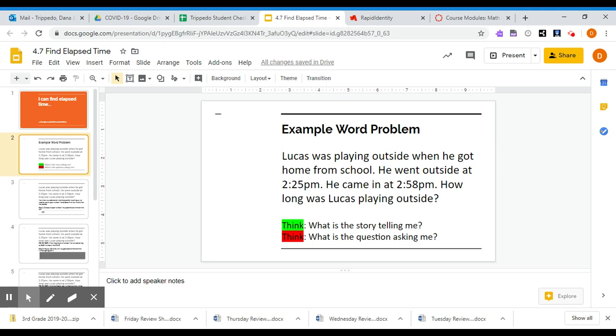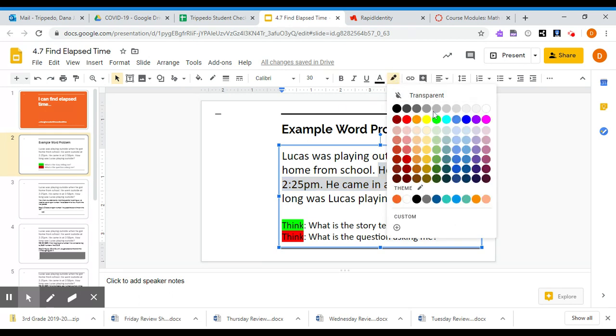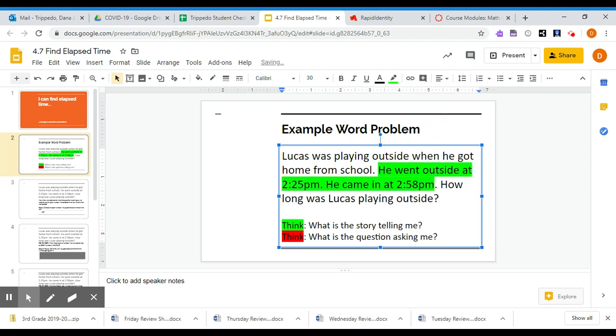So remember, we always want to start by really thinking about what the words are telling us. So first, we're thinking, what is the story telling me? And so what we can see here is that Lucas went outside at 2:25 and came back inside at 2:58. And so with these types of problems, you'll notice that you'll be given the start time and the end time. So that's a clue that the question is asking you, how long was Lucas playing outside? The question is asking you how much time has passed, or what is the elapsed time.